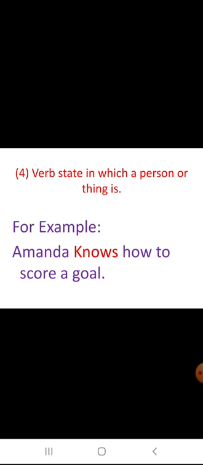For example, Amanda knows how to score a goal. Here, knows is a verb. Knows is an action. What the person, the subject, is knowing. That also is a verb. Now let us see the helping verb.